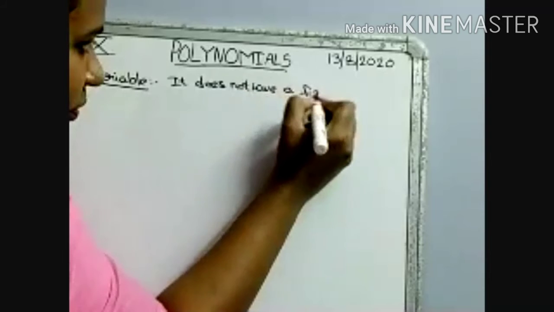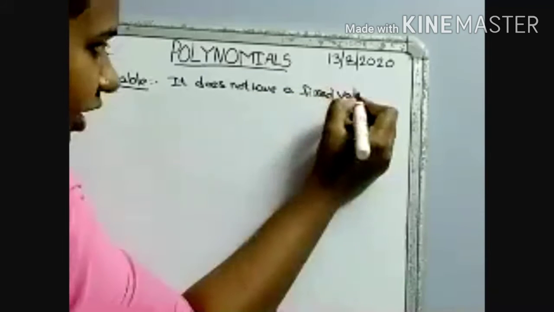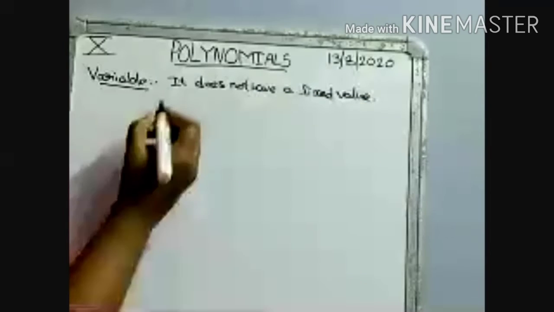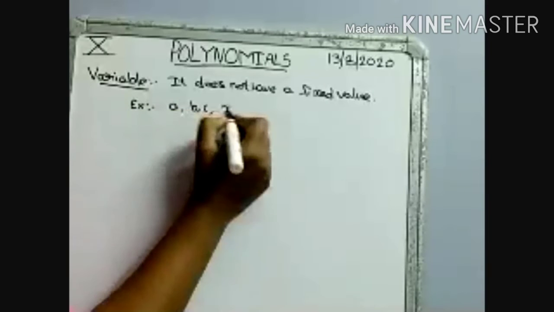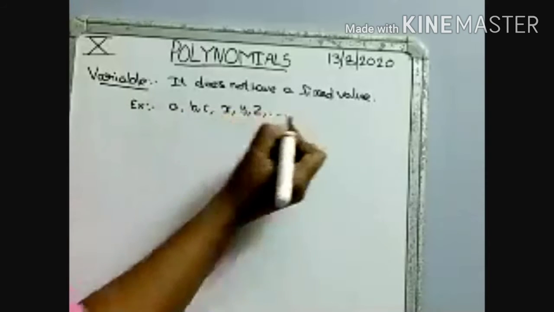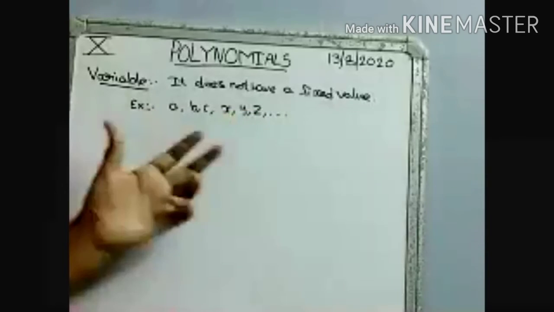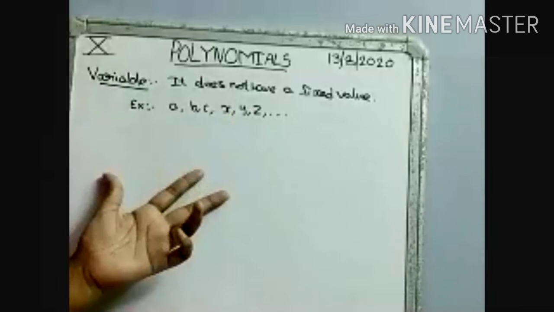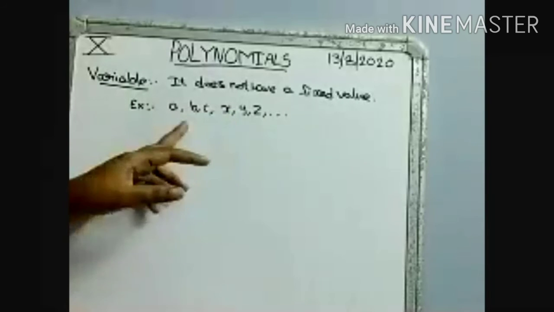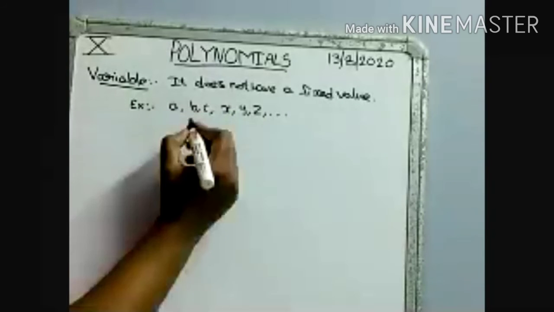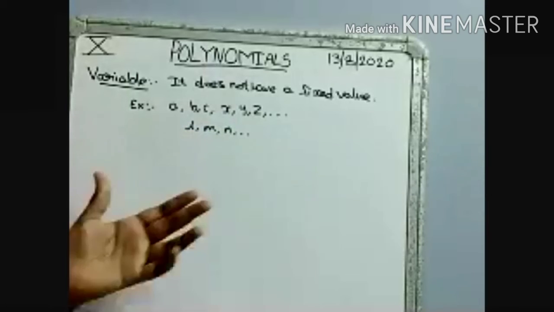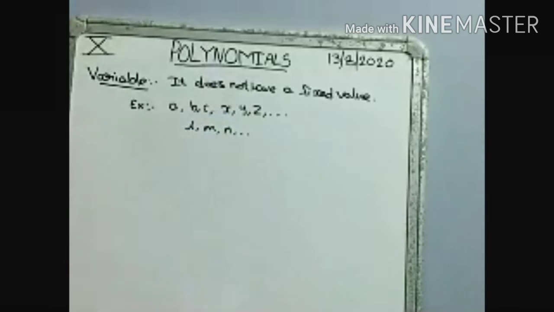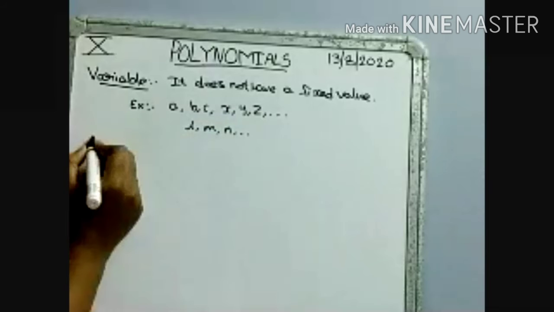If you take any value, there is no problem. Suppose you can take, for example, A, B, C, X, Y, Z and so on. Variables do not have any fixed values. Here you can take not only A, B, C, you can take L, M, anything. Any alphabet you can take, no problem. And after that we can see the constant.